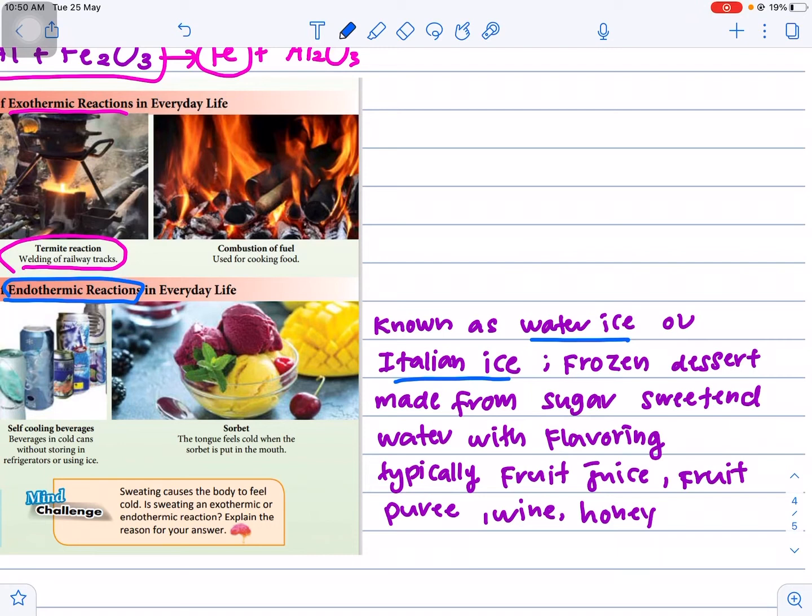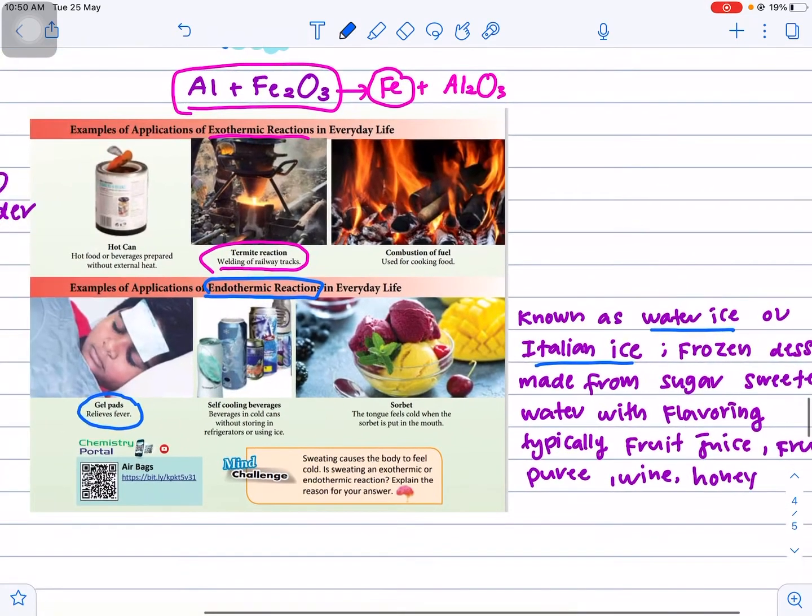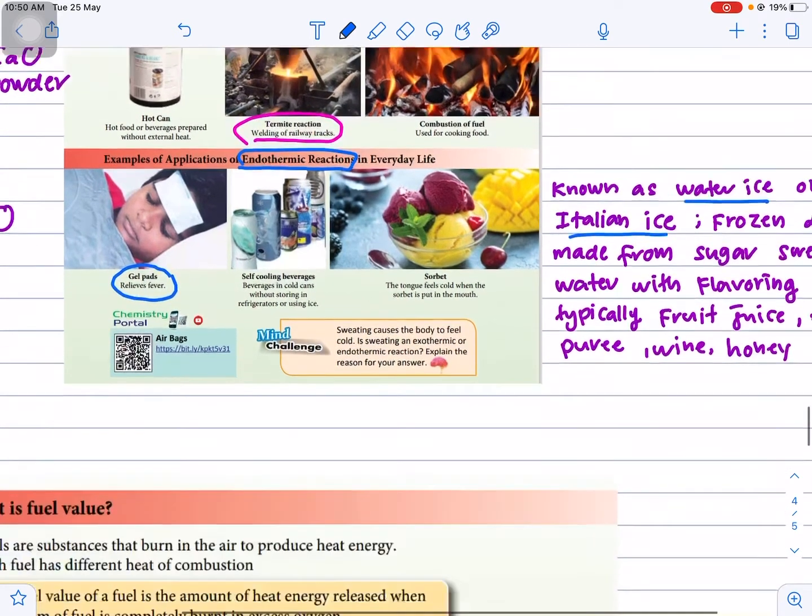So it's very simple. You can have this sorbet at your home. You just need the fruits. You blend the fruits, you put some sugar, and then you put it in your refrigerator, and when you take it out and put it in your mouth, you're going to feel cool. Okay, this is a few examples of exothermic and endothermic reactions in our daily life. You can explore on your own. There are a lot of other examples other than this.